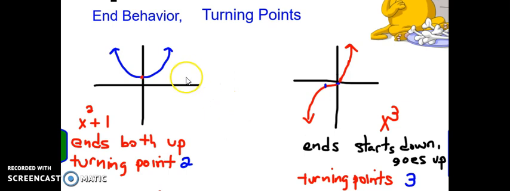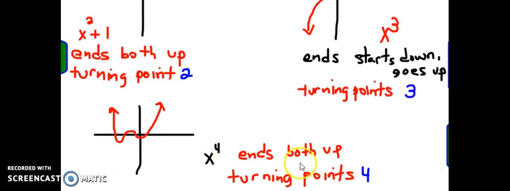So we're going to look for a pattern here. If I have x squared, I start up, end up. I have x cubed, I start down and end up. And x squared has 2 turning points, x cubed has 3 turning points. So x to the 4th, I'm going to start up, make this little wiggle, and I end up. I have 4 turning points: 1, 2, 3, 4.